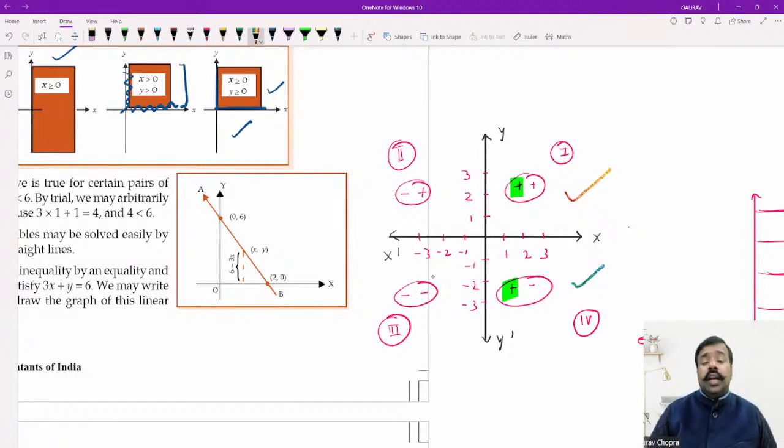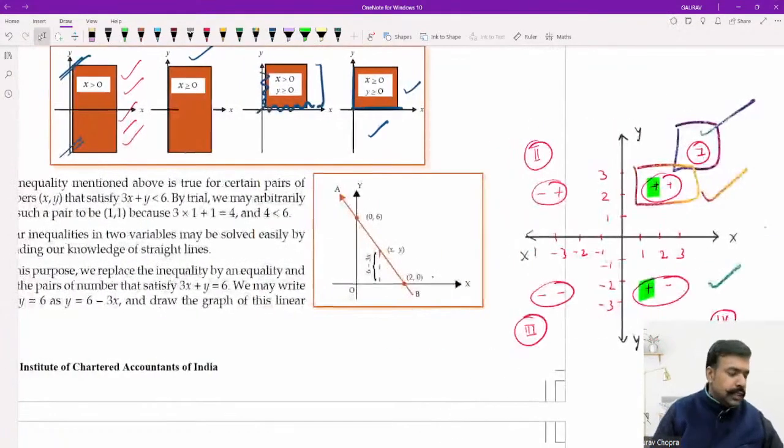But when we have to mark x as well as y, both should be greater than 0. That means only and only the first quadrant, because in this first quadrant, both of them are positive. That means greater than 0. All right. So this is a basic thing.